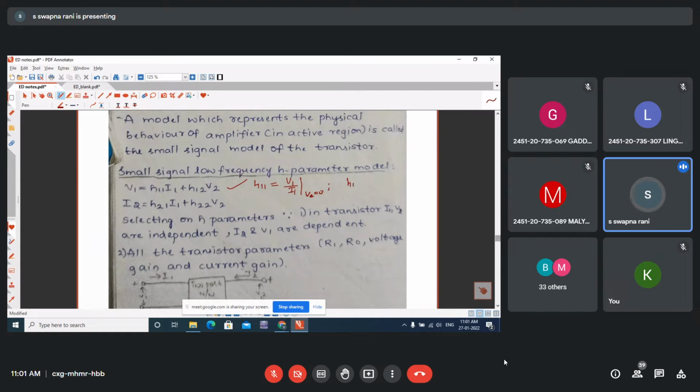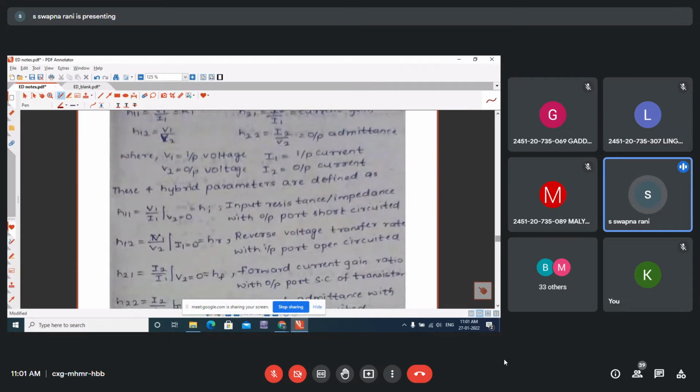And H12, V1 by V2, what we need to set 0? Yes, I1 0. So like that we have defined all the 4 H parameters. So here we have defined, right? V1 by I1 from the equations only.